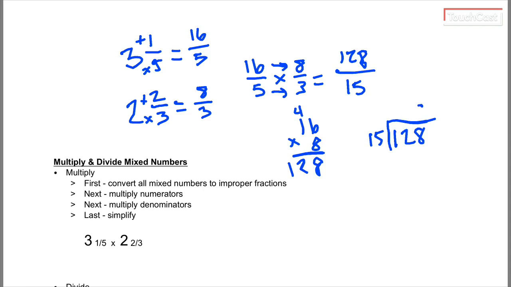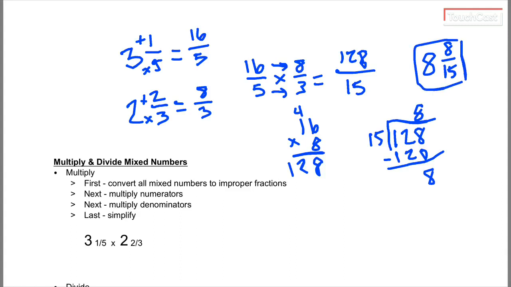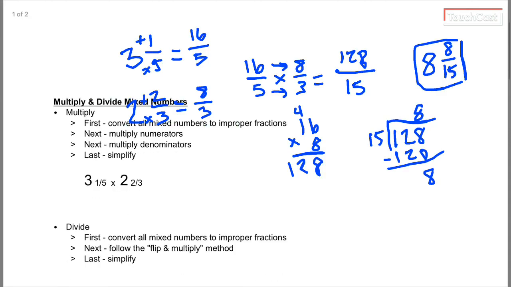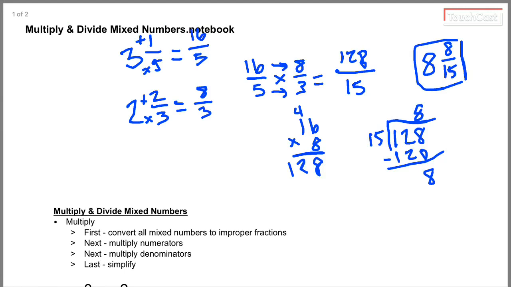Goes in 8 times. 8 times 5 is 40. 8 times 1 is 8. So we subtract and we get 8. So our final answer is 8 8/15. Since this fraction can't be simplified, that's our final answer. So let's take a look at the next example.